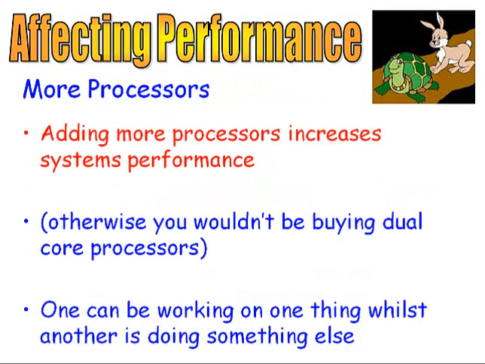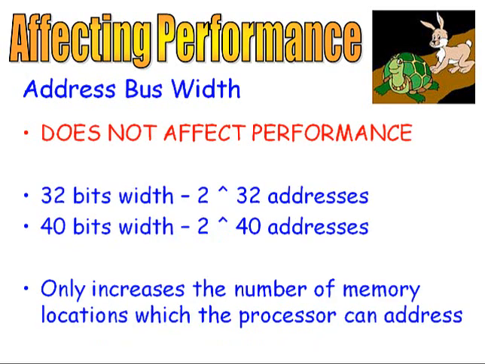More processors, so we're talking about multi-core processors, dual-core processors and so on. That improves system performance because the processors can work on separate tasks. So one processor can be dealing with displaying the graphics, which is kind of like a graphics card, whilst the other processor can be worrying about sending data to our peripheral devices. And we're now seeing quad-core processors and so on appearing in phones. Address bus width is the only thing that doesn't affect the performance of computer systems. It only increases the number of unique storage locations that you can address, so that does not improve performance of the computer system.